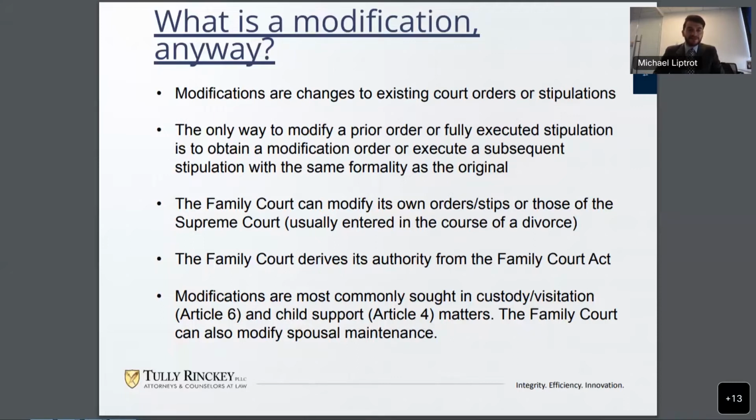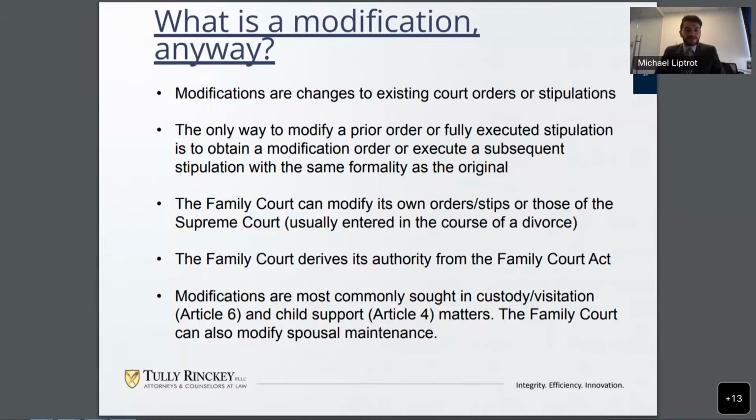The family court is empowered to have concurrent jurisdiction with the Supreme Court as far as the issues of custody, visitation, and support. The Family Court derives its authority from the Family Court Act. The Family Court Act establishes the family courts and imbues it with the authority to take action in the specific articles enumerated in the Act. With respect to modifications, custody and visitation is pursuant to Article 6 of the Family Court Act, and support is Article 4.